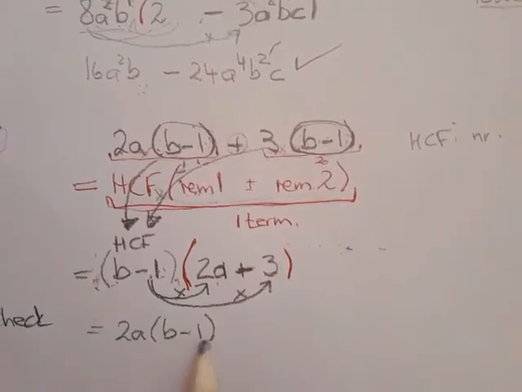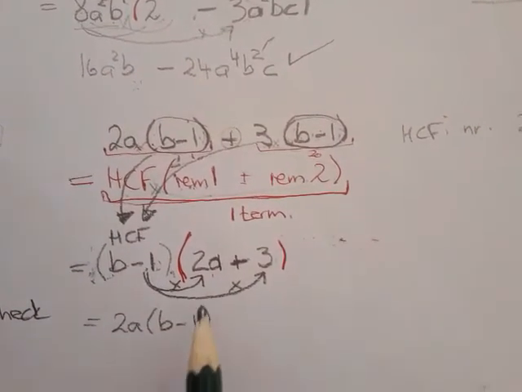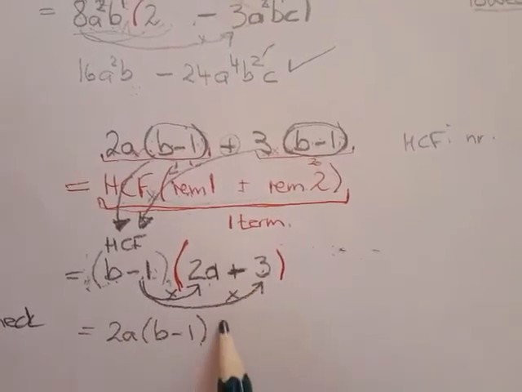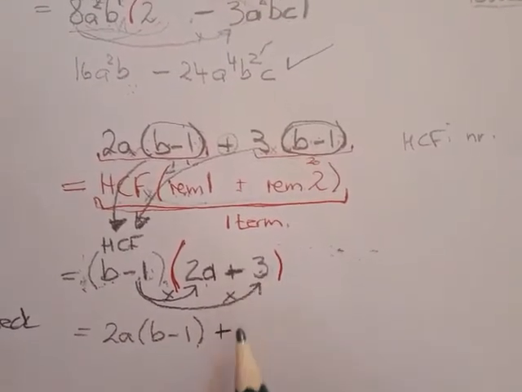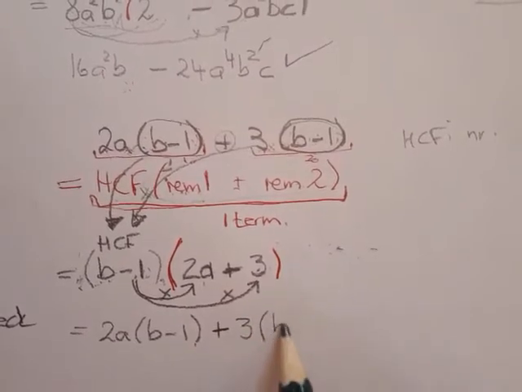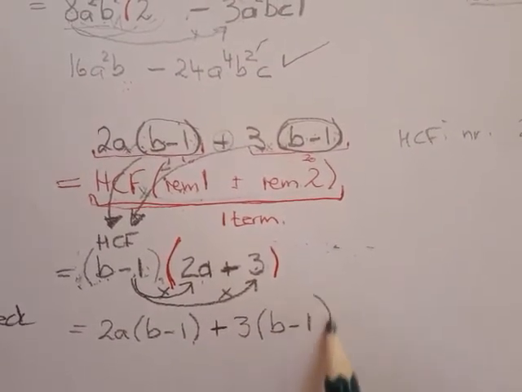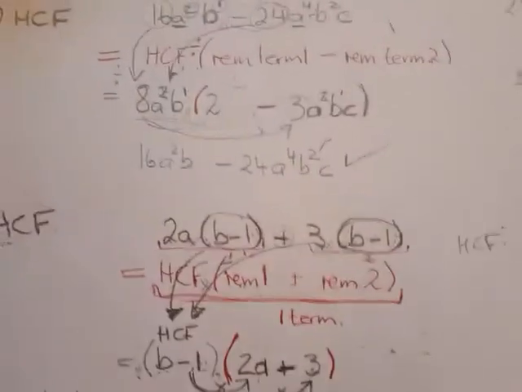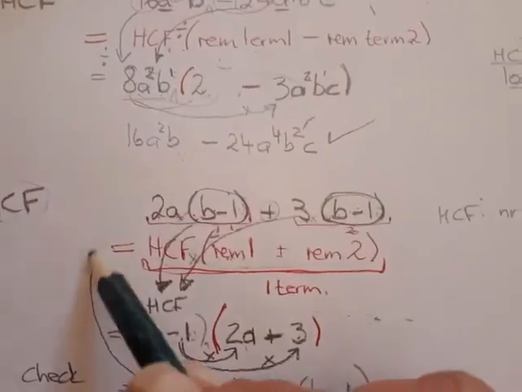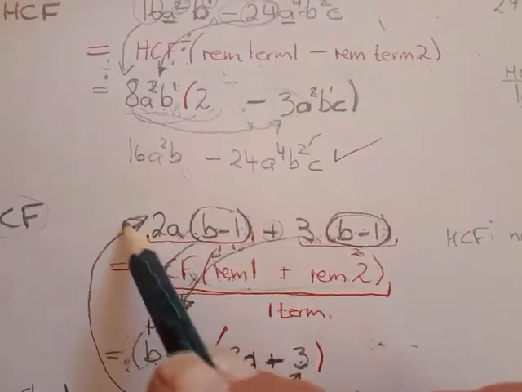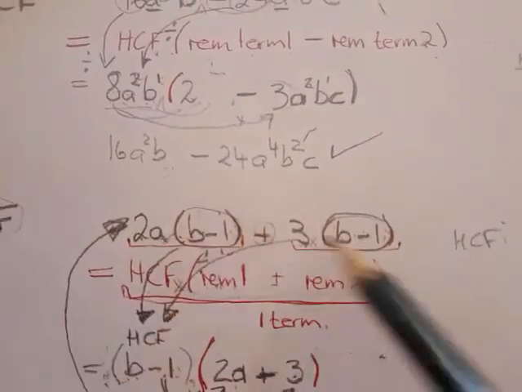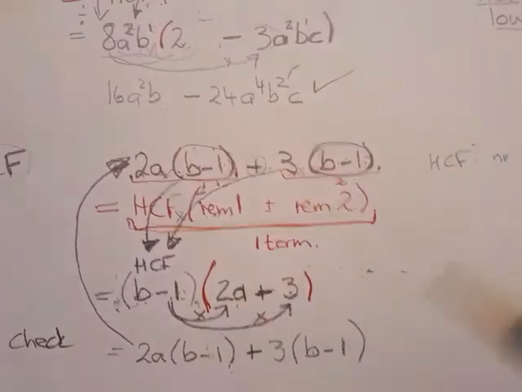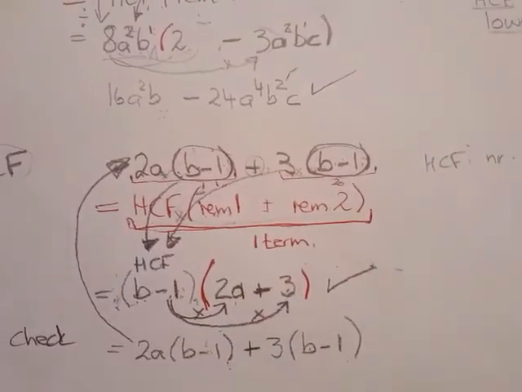Usually we write the bracket last. And then we have 3 times b minus 1, so that's a positive, and then the 3 times b minus 1. So that is my answer, or my checked answer. And remember, that now must be the same as the original one that you started off with. And if you compare these two, you can see that they are the same. So then you know that this answer is correct.